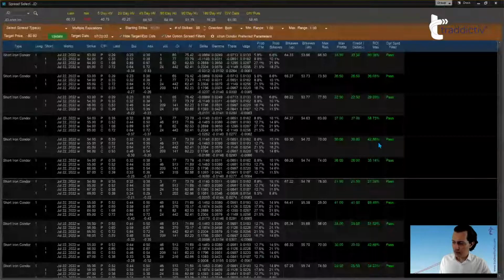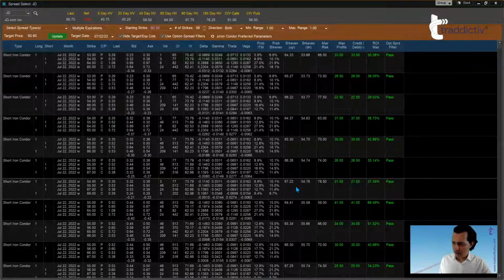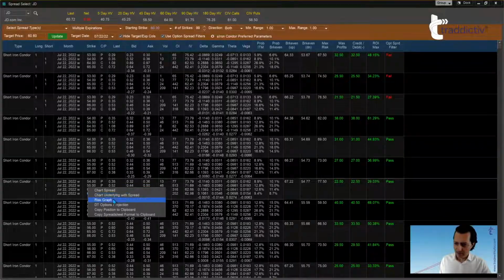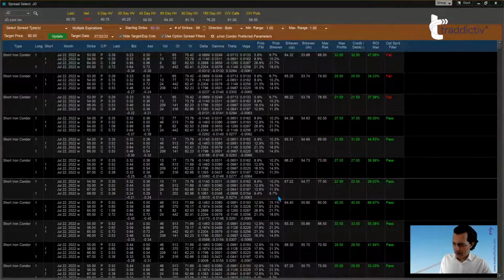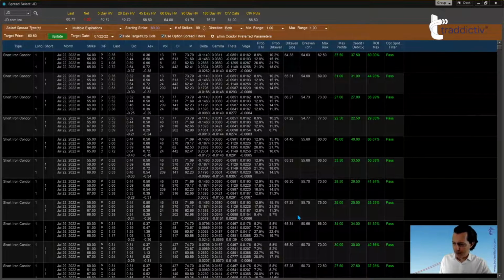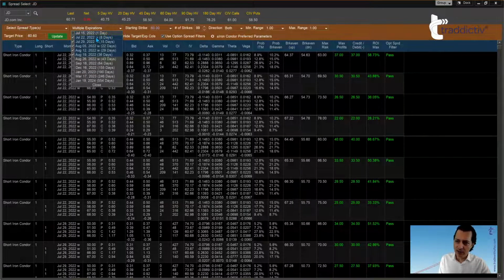Okay, so what do we have here? 67 and 54. So this may be valid. I'm going to add it. 67 and 55, that's not good. And now we are moving into July 29. So we have a potential trade, not confirmed yet, but we'll need to take a look.